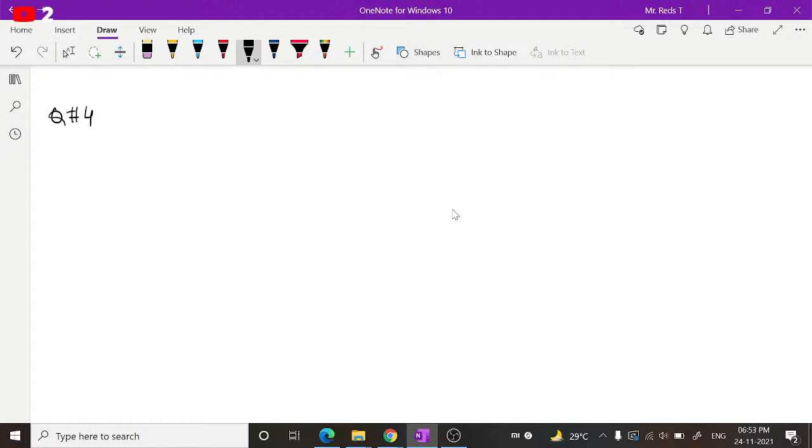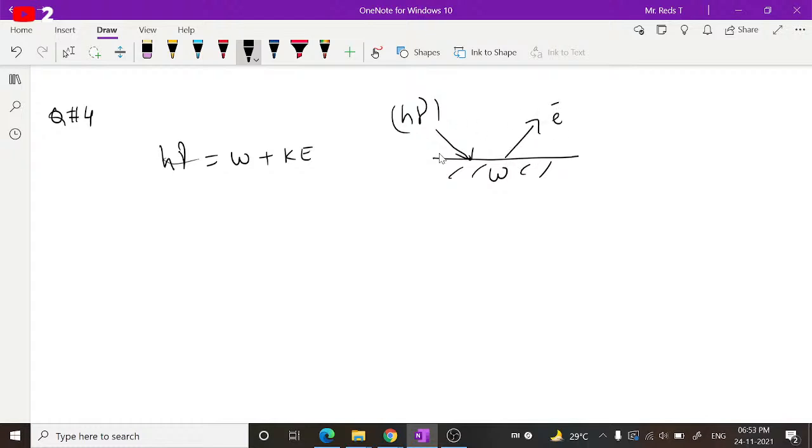So actually, if there is a metal surface and a photon of energy h nu is incident on it, the metal will have some work function W. A part of h nu will be spent for the work function, and the remaining is given as kinetic energy. So electrons will come out. Photons incident, electrons will come out with what energy? Kinetic energy. So electrons, also called photoelectrons, will move with kinetic energy. Here, energy of emitted photoelectrons means kinetic energy of emitted photoelectrons.